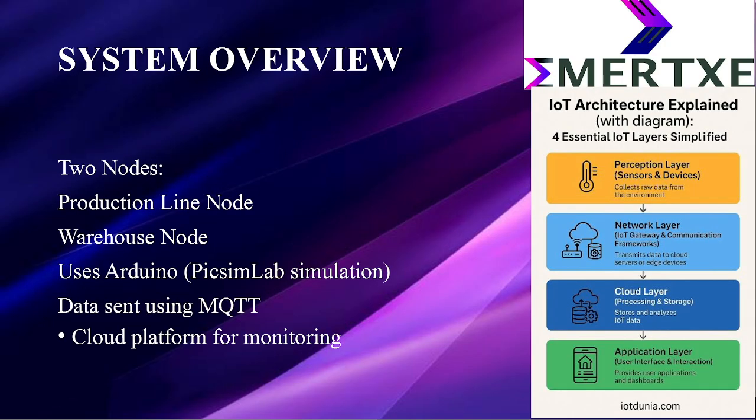And what about the system overview? Looking at the system overview, it consists of two nodes. Those nodes are production line node 1 and warehouse node 2. Both are implemented using Arduino in a simulation environment. The simulation environment is PICSimLab, the one that I have used, and the data is transmitted using MQTT and visualized in a cloud dashboard. The cloud dashboard that I have used is ThingsBoard. And coming to the next slide.